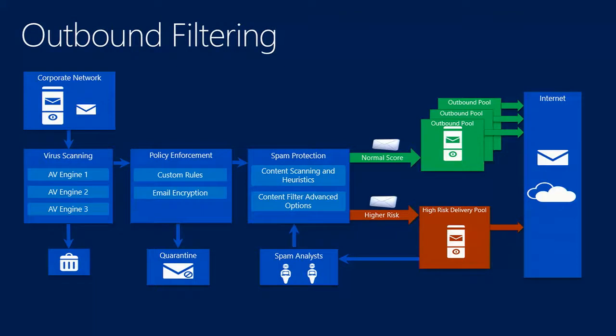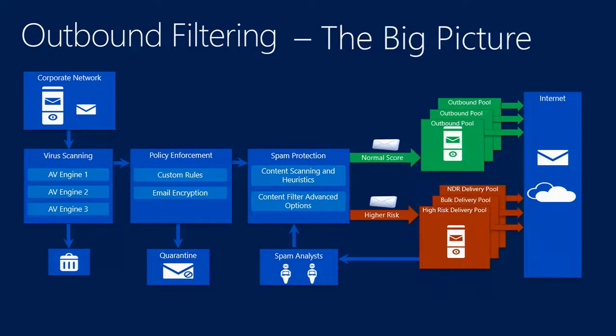Now, something that was announced at MEC about a month ago was that we are expanding the number of high-risk delivery pools we have. So we now have an NDR delivery pool that's active, and a bulk delivery mail pool is coming. The reason we're splitting these up is that, let's say we're sending an NDR out, or sending bulk out, we don't necessarily need that mail to be marked into the same group as spam. So we want to separate these out.